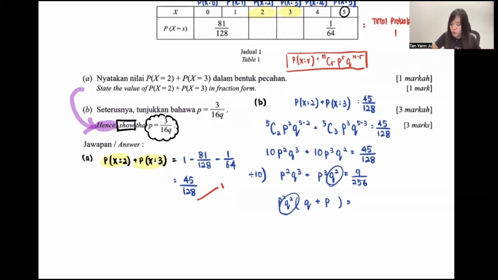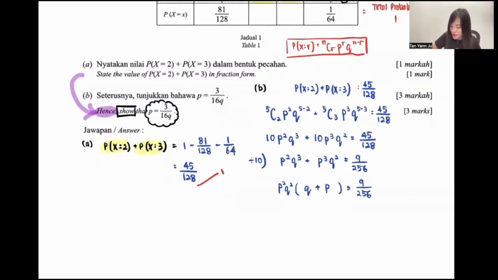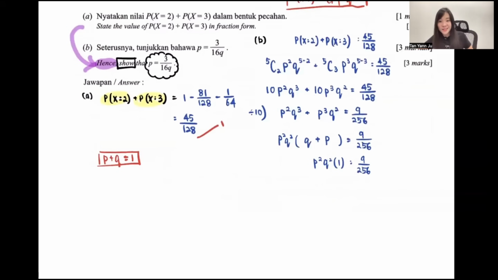2Q, I pull out 2Q, no more. Isn't it 9 over 256? And guys, P plus Q equals to what? Very good, 1. You know why 1? Because guys, P is probability of success, Q is probability of failure. Probability of success plus probability of failure is equivalent to total probability. That's why it's 1. Understand, my dear?